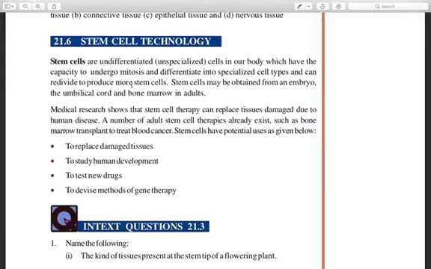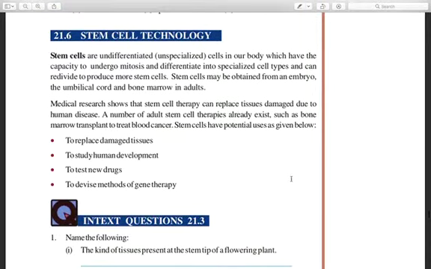Okay, and the stem cells may be obtained from an embryo. Embryo is the early stage of the fetus in baby development inside the mother's womb. Then the umbilical cord. Umbilical cord is the cord that joins the fetus with the mother. And then you have bone marrow in adults. Bone marrow is inside some of our bones, like our rib bones. Inside that there is tissue, and that is what is called bone marrow. So in these places we can get stem cells.